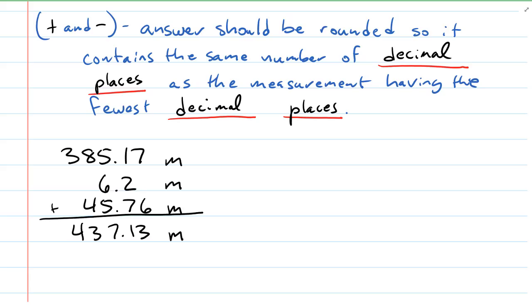How many decimal places does this first one have? 2. Second one has how many? 1. And this has how many? 2. The fewest decimal places is 1, so our answer should have 1 decimal place. How would we write this answer then? 437.1 is the way that we write that value.